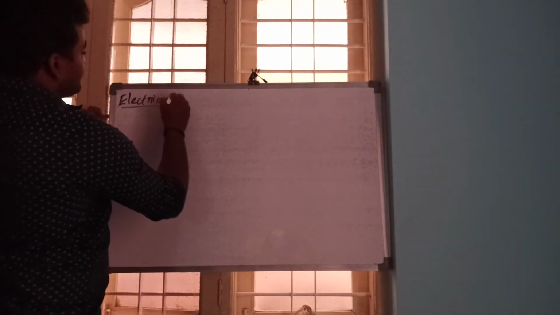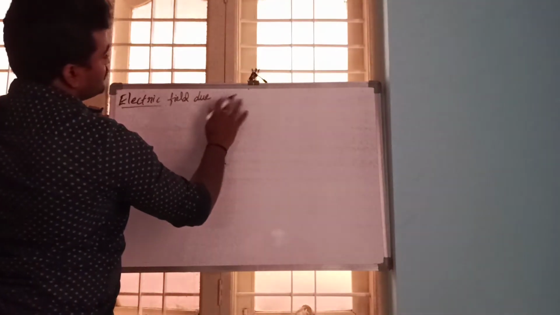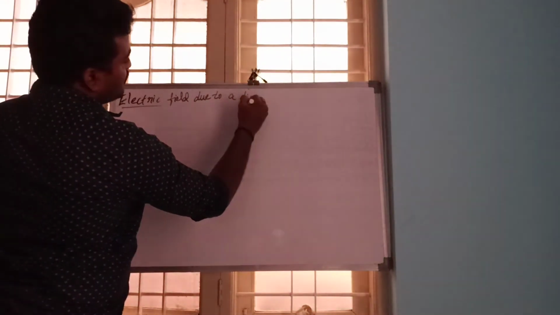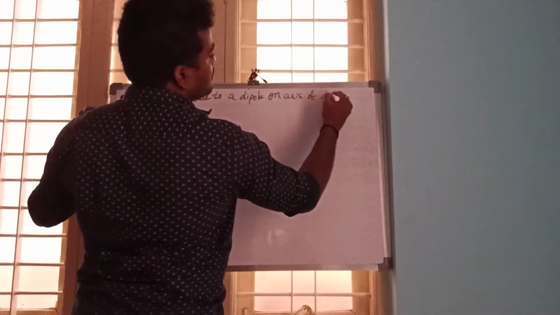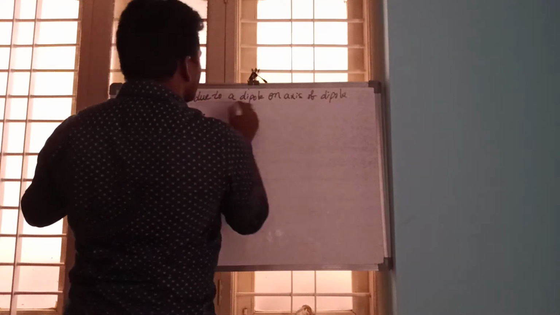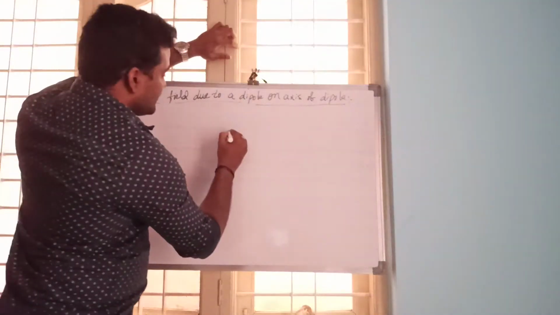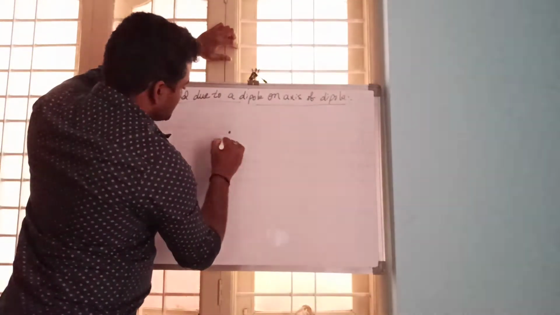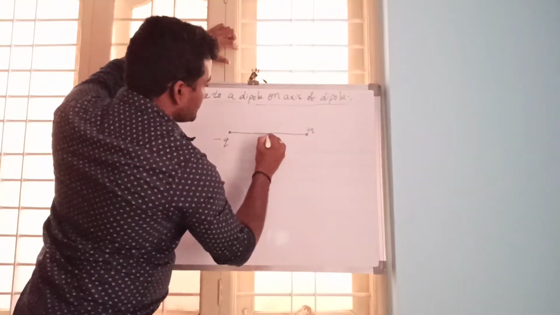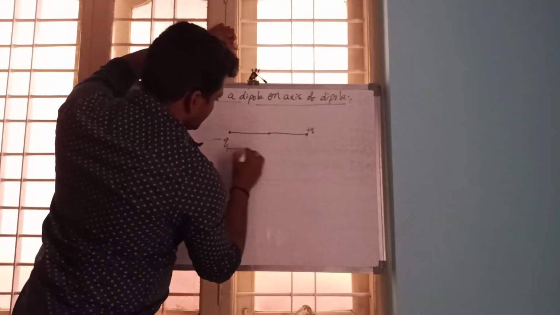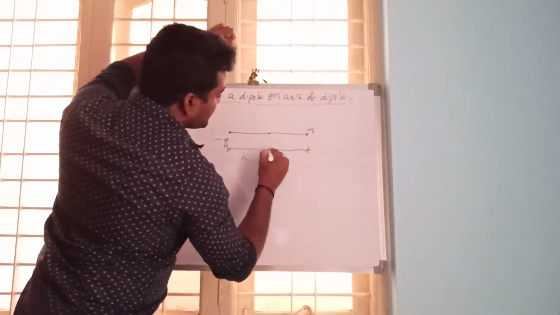Electric field due to a dipole on the axis of the dipole. For that, what we have to do? First of all, take a dipole with minus q charge and plus q charge, and the center is this one. So this will be L and this will be L.